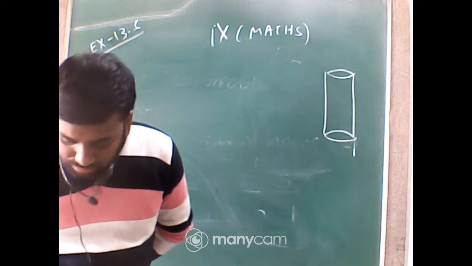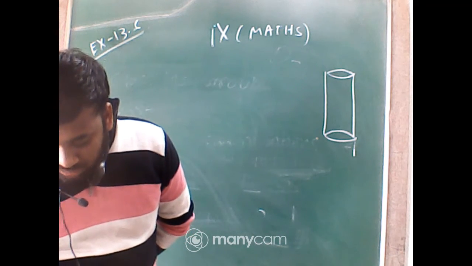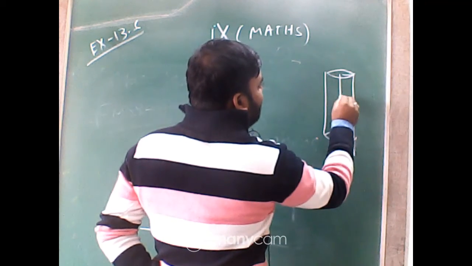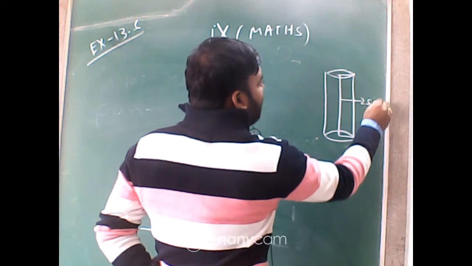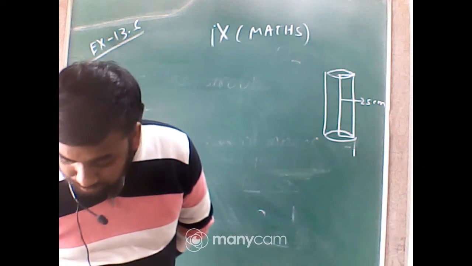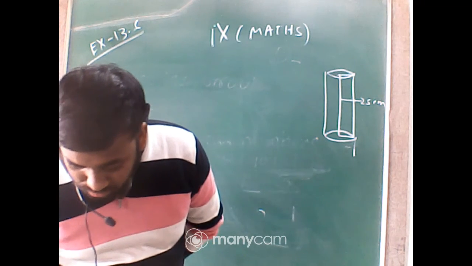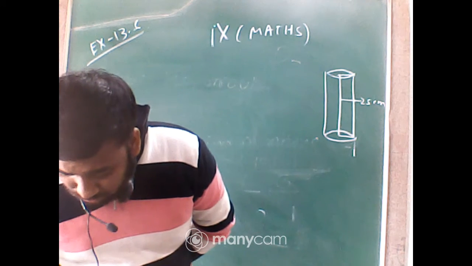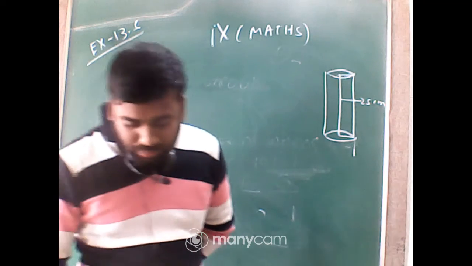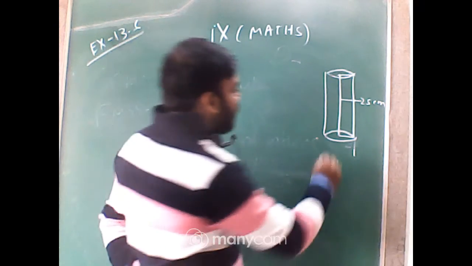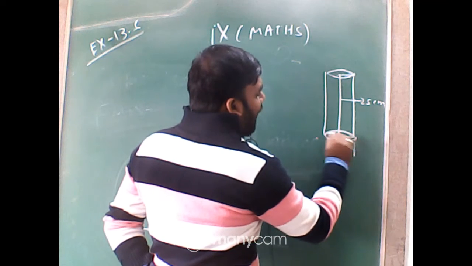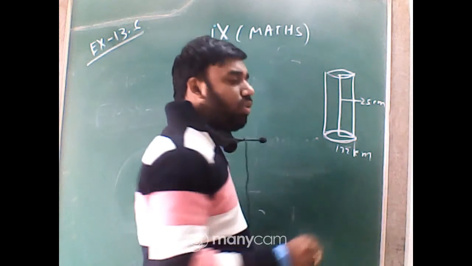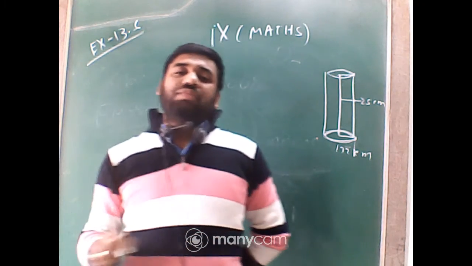A cylinder whose height is 25 centimeter, and the circumference of the base is 132 centimeter. So we have to calculate the volume of that cylinder.